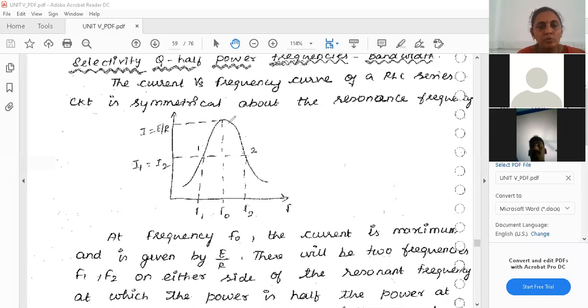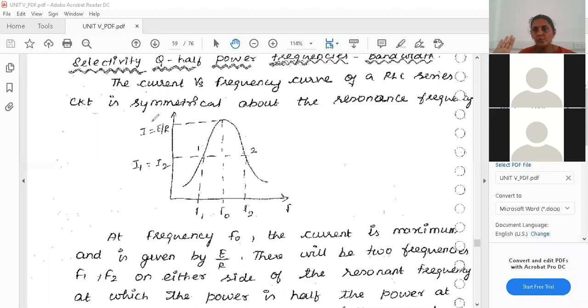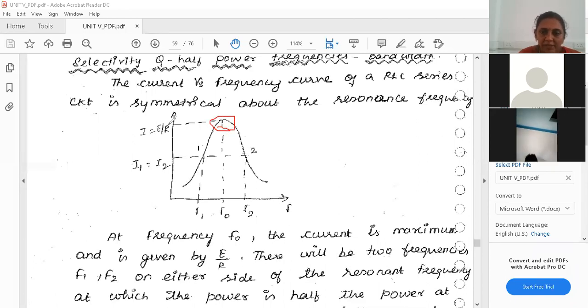Okay, so what we have discussed at F0, the resonance occurs, means at F0, R is equal to Z. So R is equal to Z means the current is going to be maximum, right? So if you check here, the current is maximum at F0, right? It is at the peak at F0, and it increases and decreases on the other conditions.